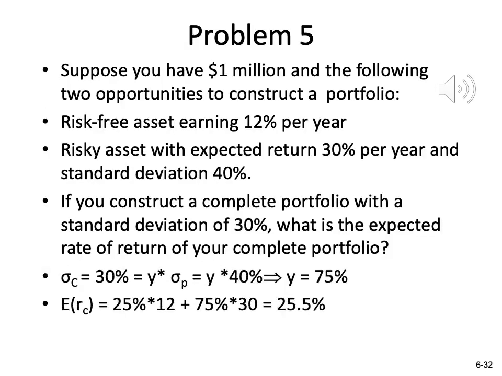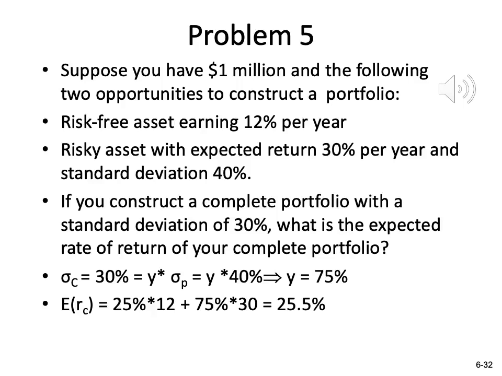Suppose you have $1 million to construct a complete portfolio. The risk-free asset: 12% return, 0 risk. Risky asset: 30% return, 40% risk. Now, if you want to construct a portfolio with a standard deviation of 30%, what is the return of your complete portfolio? Well, the first step we need to do is to calculate the weight you put in the risky portfolio.